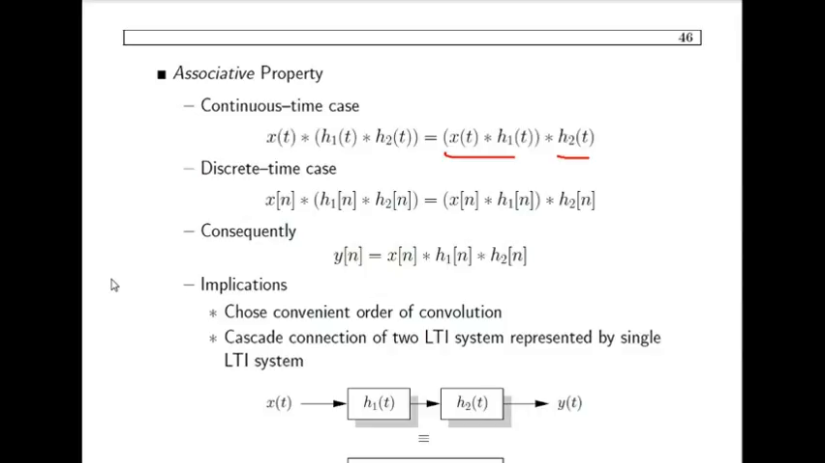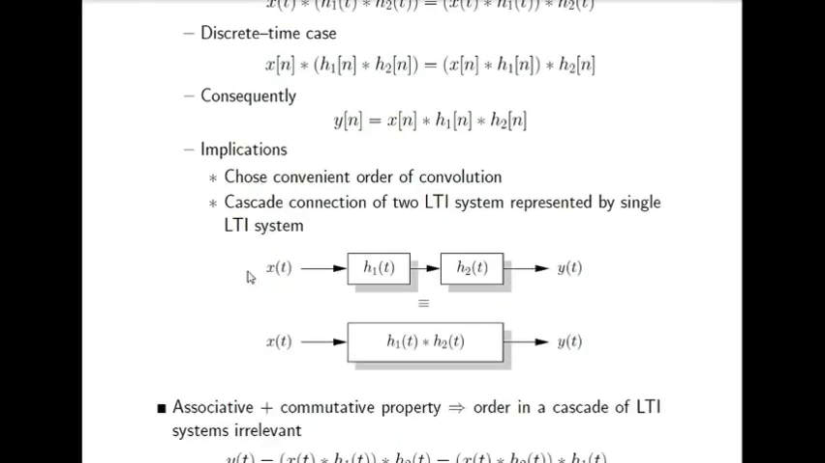This is the implication of a series LTI system, or cascade connection of LTI systems. You can see that when I pass x(t) through h1(t), I will get, say, w(t), which is equal to x(t) convolution h1(t). Now when I pass w(t) through h2(t), then y(t) will be equal to w(t) convolution h2(t), which is similar to x(t) convolution h1(t) convolution h2(t). Both will yield the same output.